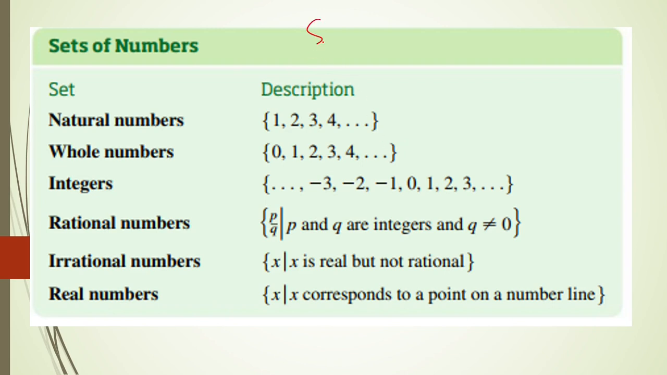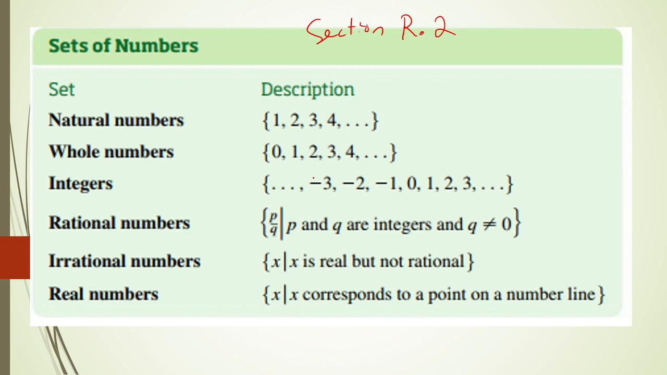This is section R.2, and we're going to go over sets of numbers. The natural numbers are the numbers that you can count: 1, 2, 3, 4, and they continue on forever in that fashion.